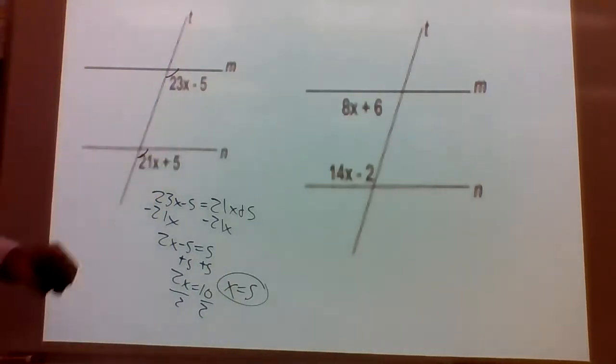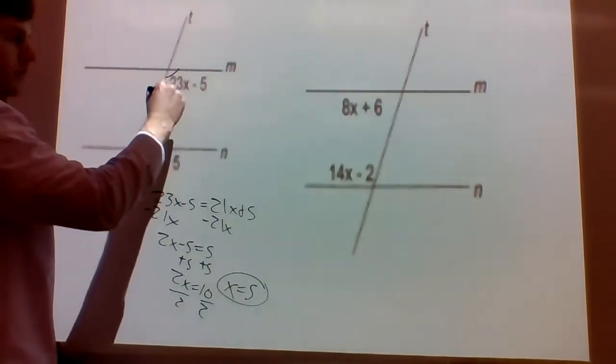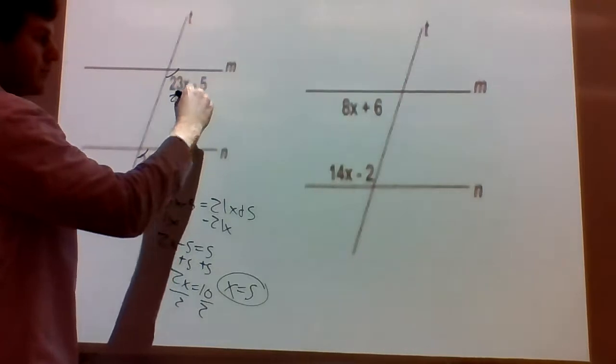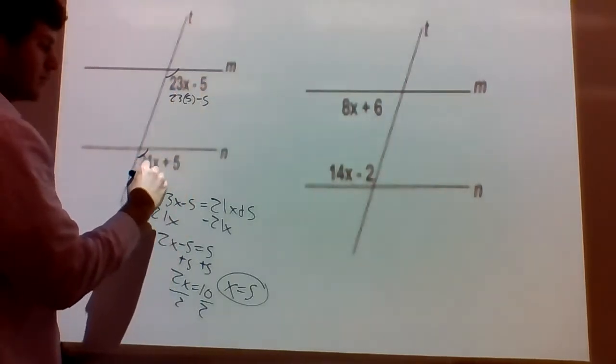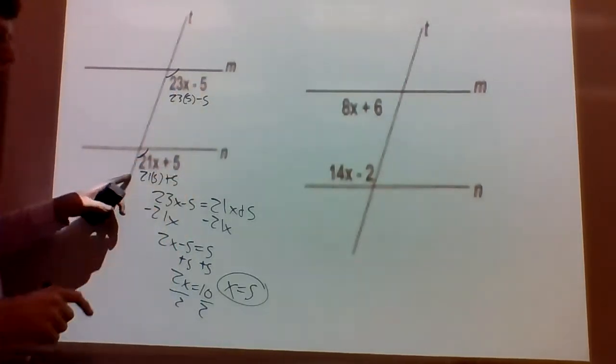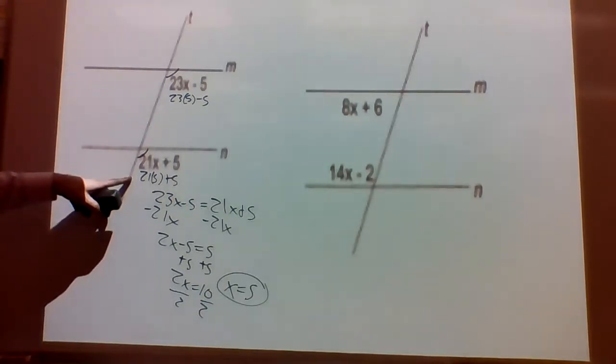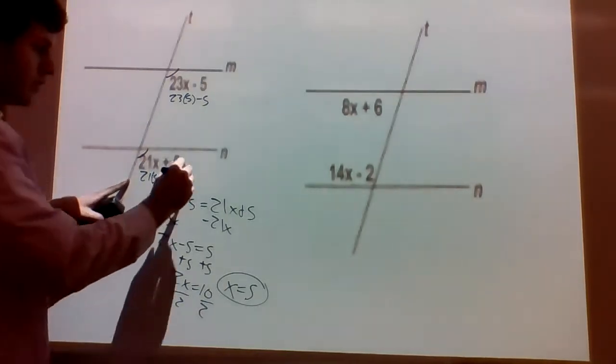If we substitute it in, we should get the same thing. 23 times 5 minus 5, and 21 times 5 plus 5. 21 times 5 is 105, plus 5 is 110.